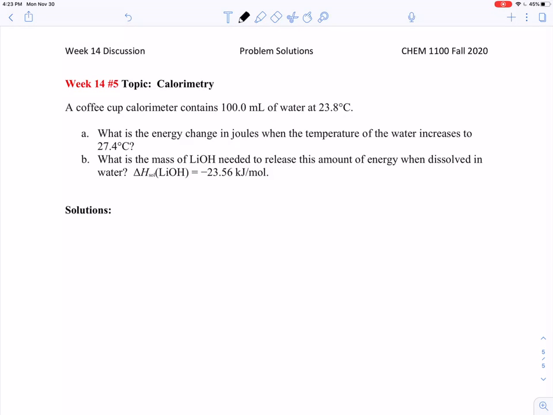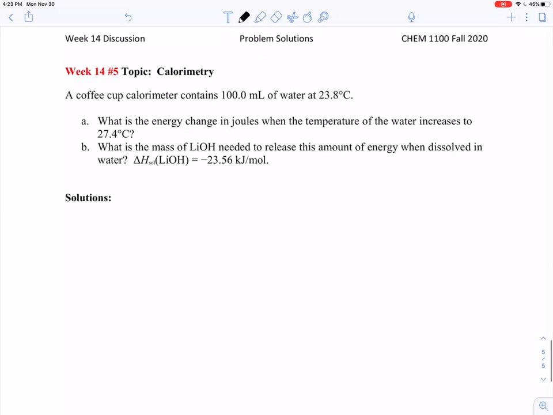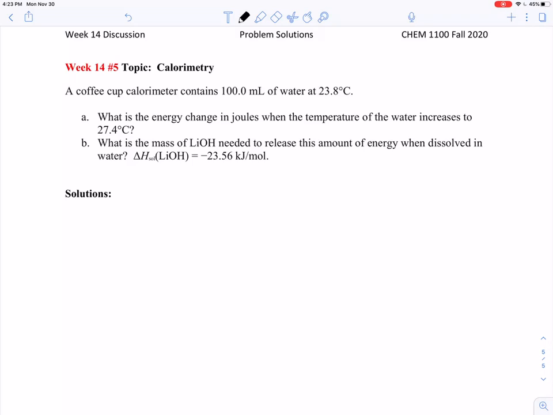Okay, so this is a question on calorimetry, and let's try to understand what this means. This is about the coffee cup calorimeter. So what are they really trying to say? You have a coffee cup made out of styrofoam, which is a well insulated material. Let's say this is a foam cup.